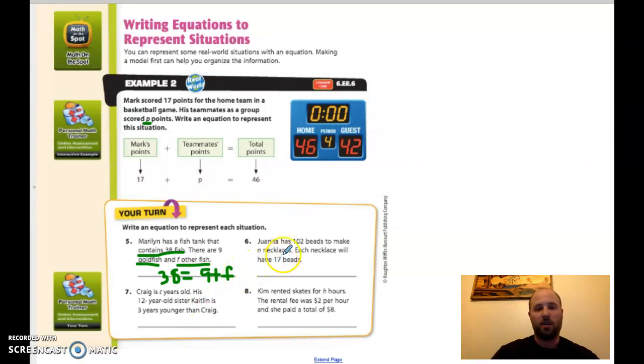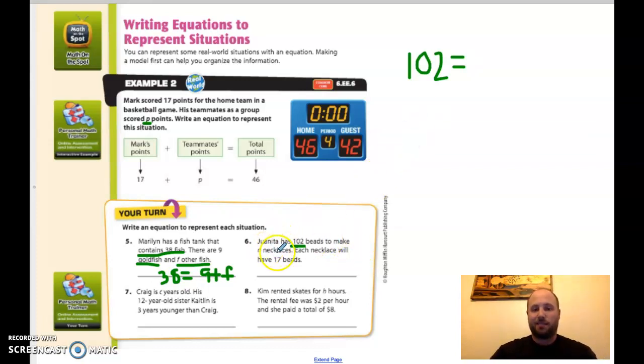Juanita has 102 beads. Boom, bingo. There is our total. So I'm going to write it up here so we have more room. 102 is our total. All right, 102. And we know it's a total, so it's on its own side of the equation, okay?